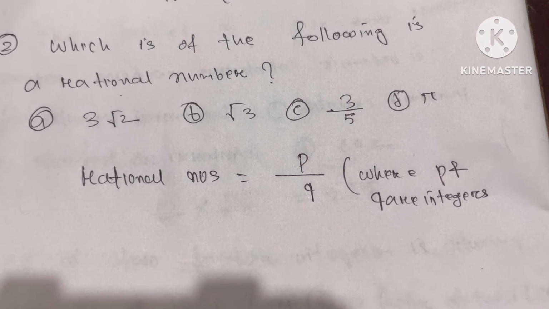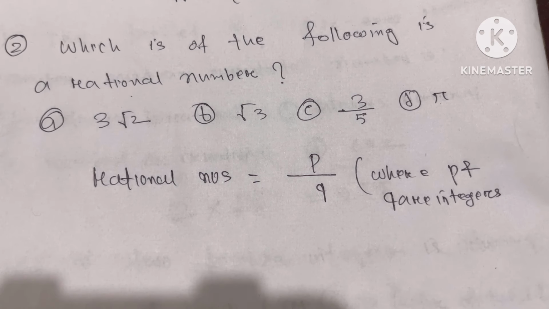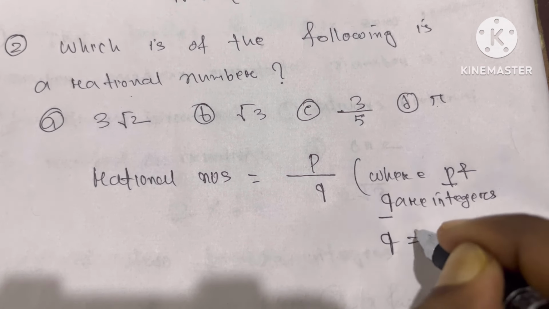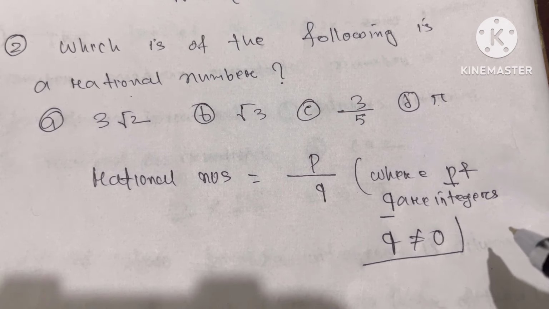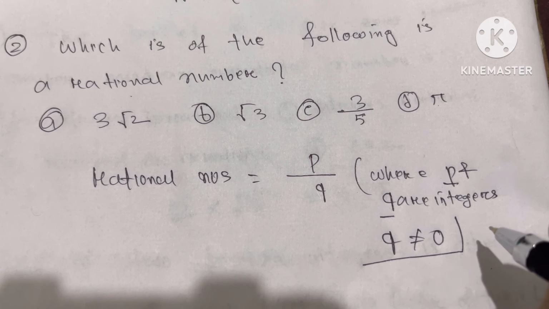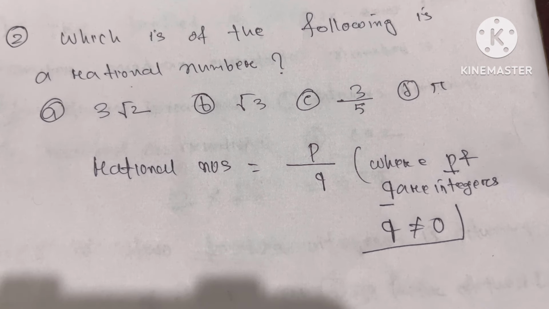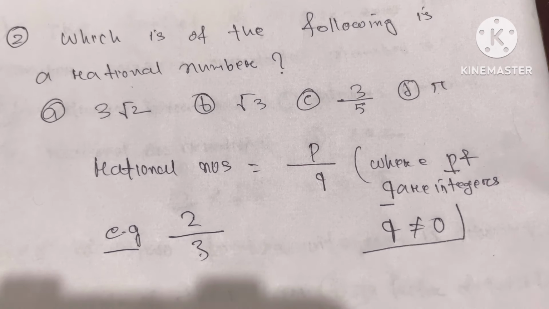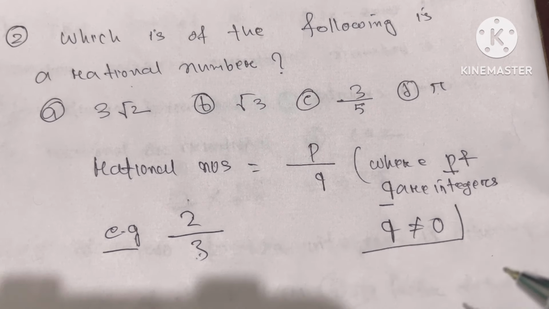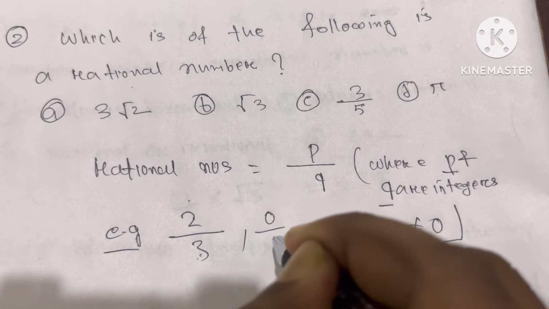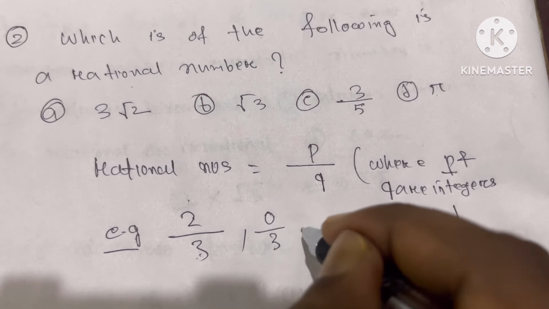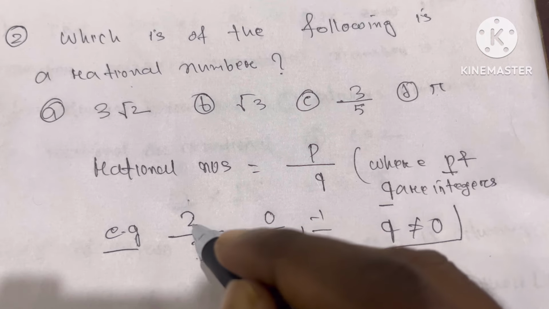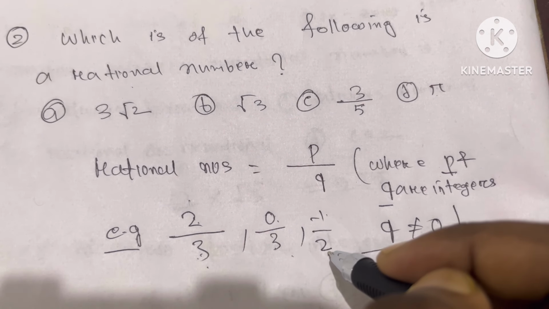P and q are integers, and q is not equal to 0. Let's remember, you can take any integer, but always remember the denominator cannot be equal to 0, right? So some examples of rational numbers are 2/3, because 2 and 3 are integers, so that's a rational number. 0/3, this is a rational number, right? -1/2, this is a rational number, because it is in p/q form.